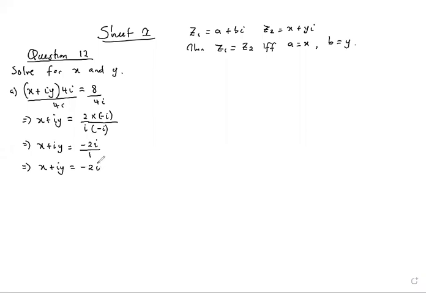This means that x is equal to 0 and y is equal to negative 2. So x is 0 because there is no part on the right which does not have i. And then y is negative 2 because the coefficient of i on the left must equal the coefficient of i on the right.